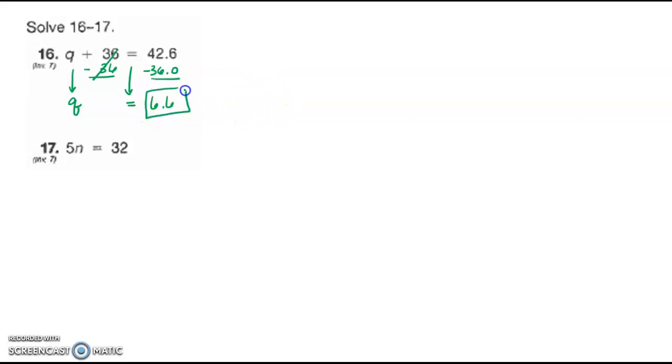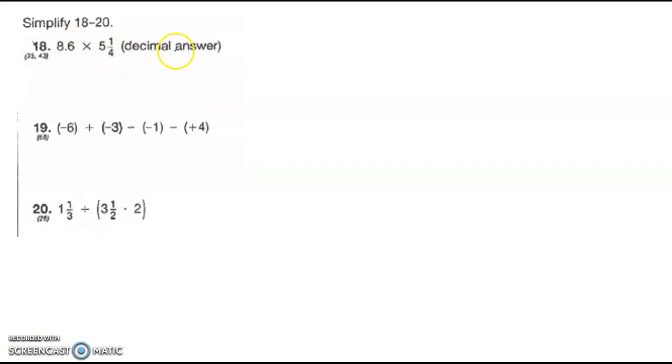That's my answer. Here I'm multiplying 5 times n to get 32. So I'm going to have to divide. 5 over 5 is 1. My n comes down. My equals, so 32 divided by 5 is 6.4.